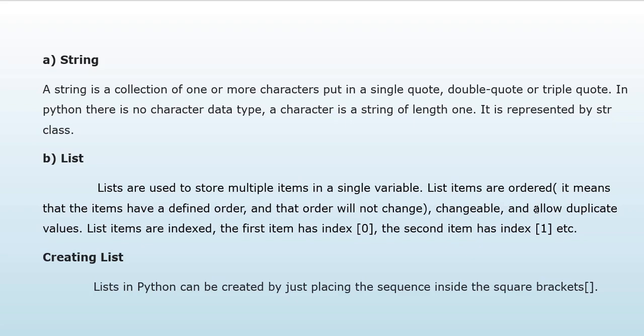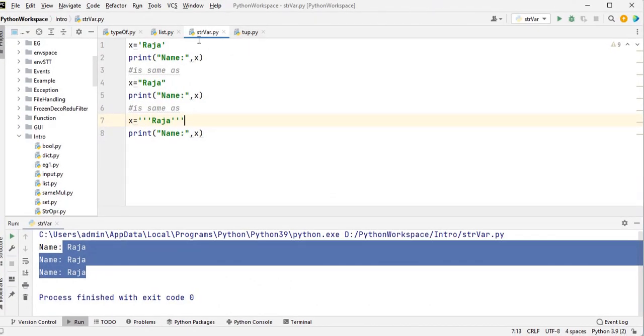And list items are indexed. That means the first item has index 0, the second item has index 1, and so on. This type of feature is called indexed. So what are the features of list? List items are ordered and mutable or changeable, it allows duplicate values, and list items are indexed. So these are all the properties of list. Now we will see the example.